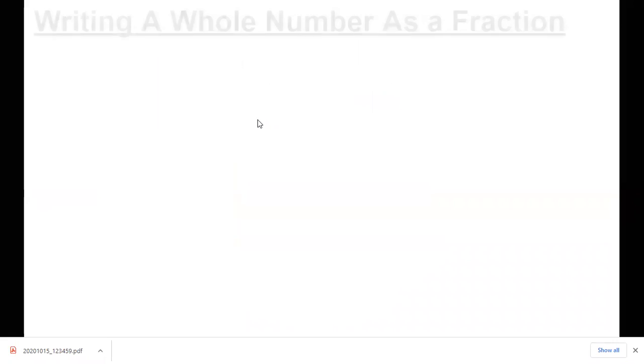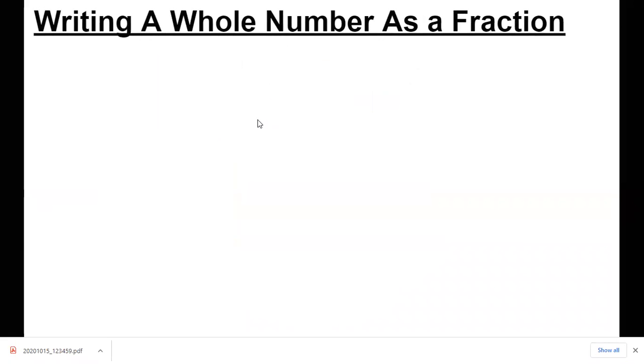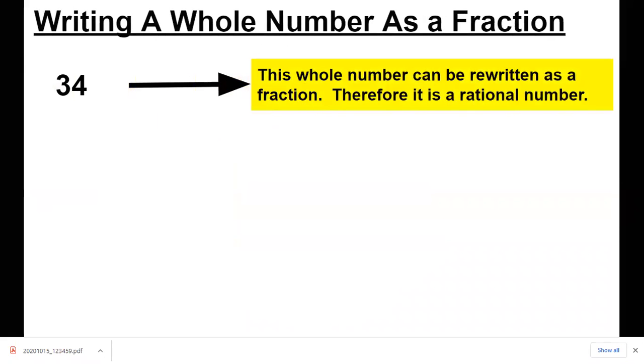Welcome back. Let's continue. Writing a whole number as a fraction. How do we do that? Okay, 34. How do I write that as a fraction? Can I write it as a fraction? Yes, 34 can be rewritten as a fraction. Therefore, it is a rational number. All rational numbers can be written as a fraction.